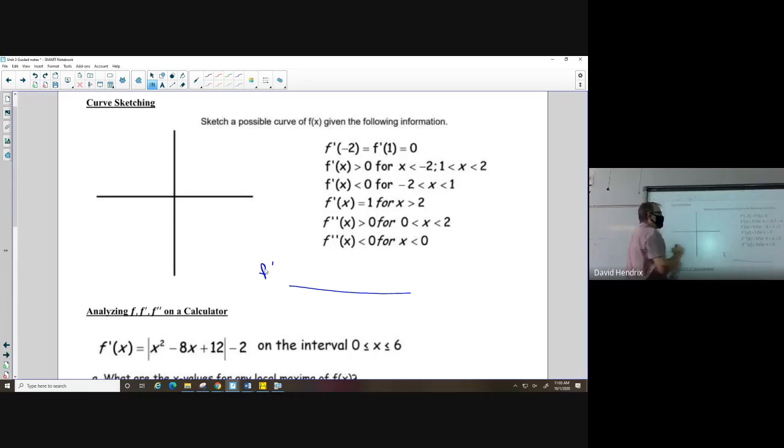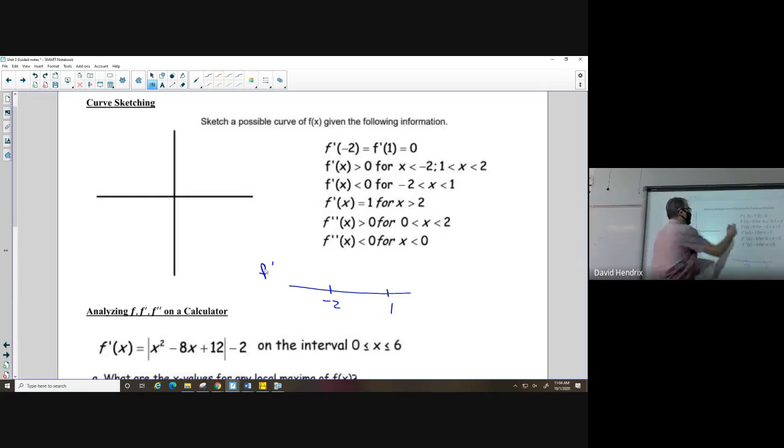What that's going to mean is we're going to first put on there where the derivative equals 0. So it says f prime of -2 equals f prime of 1, which equals 0. So at -2 and at 1, those are going to be our critical values, our critical numbers. Everybody go with that?